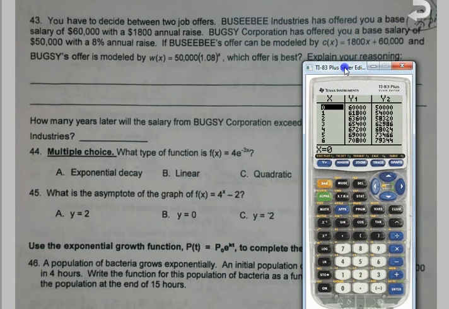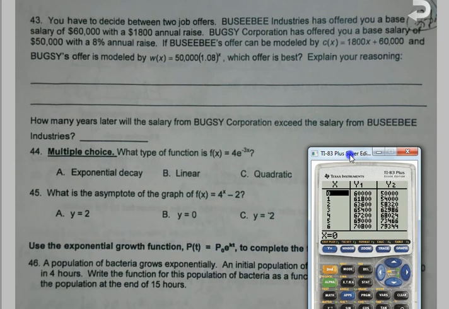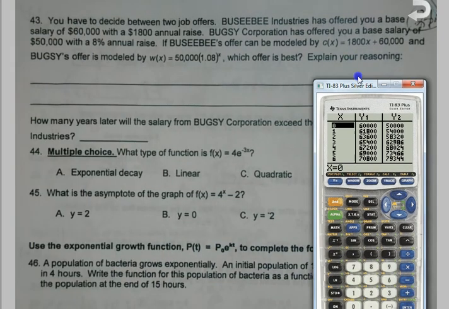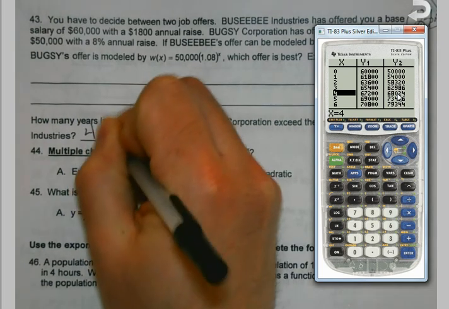Which offer is best? Now, it didn't say long-term or short-term. So I start to look at this, and it says, how many years later will Bugsy exceed the salary from Busy Bee? Okay. So Busy Bee is 1, Bugsy's 2. Okay, at the start, ooh, Busy Bee looks really good. So I start scrolling down, and just a mere 4 years later, the second column is now bigger. Okay, so that lets me answer this question, 4 years.